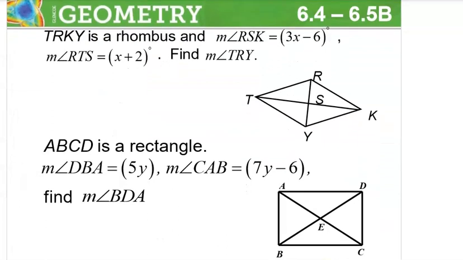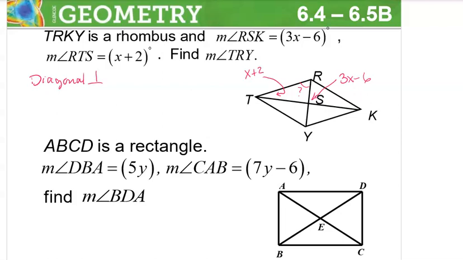So here's TRKY is a rhombus, and the measure of angle RSK, that's this angle, is 3x minus 6. The measure of angle RTS, that would be this angle, is x plus 2. And then from there you're supposed to find the measure of angle TRK, or TRY. So this is the one that we have to find. So first let's go over the properties. I see that 3x minus 6 is pointing to the diagonal angle. And I know that the diagonals are 90 degrees or perpendicular.